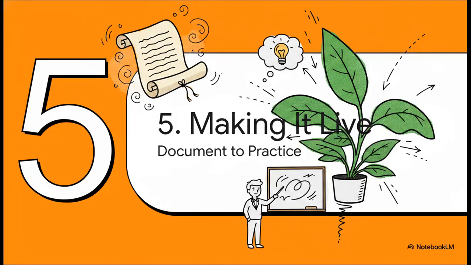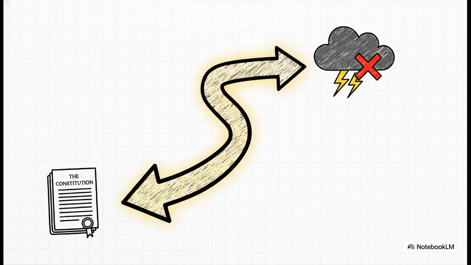But look, creating the document is really only half the job. A constitution that just sits on a wall collecting dust is pretty useless, right? It has to be a living, breathing part of your classroom every single day. So what happens when things inevitably go off the rails? A student starts talking out of turn. A group gets a little too loud.